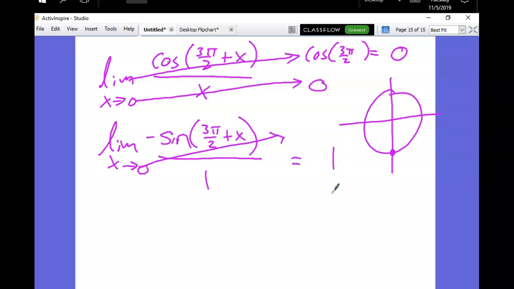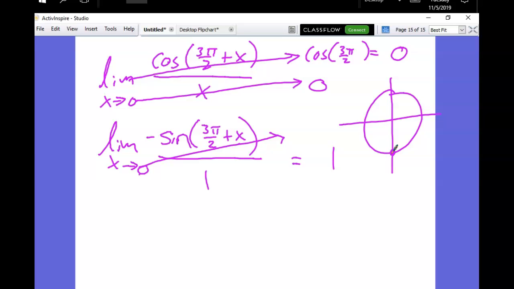Final answer is 1. Here's why. When you plug in 0, that's back down here again, right? 3 pi over 2. Sine is negative 1 down there. So we have a negative 1 with a negative in front, which makes a positive 1. Okay?